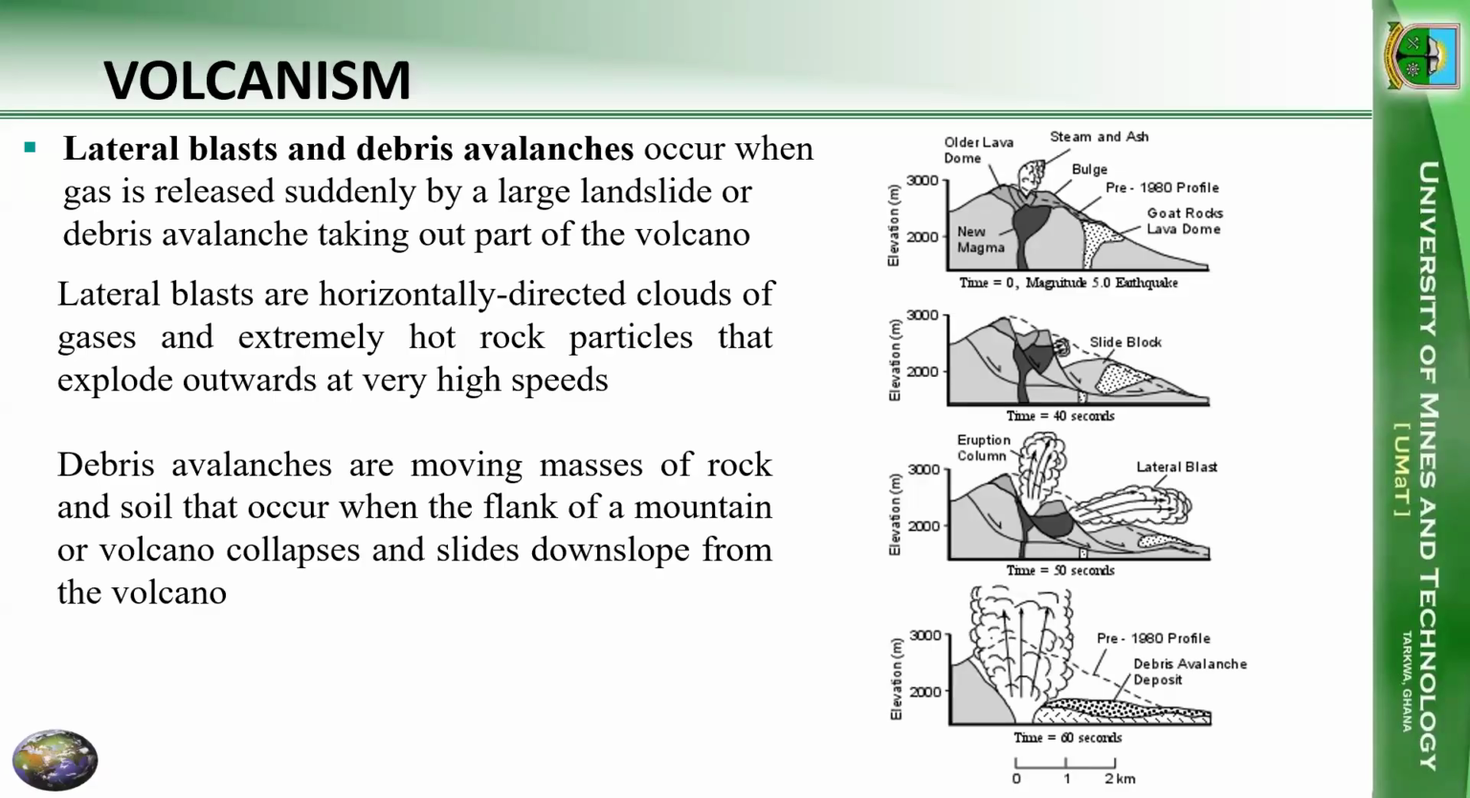Or at a volcano, when we have these debris avalanches, it means there's a collapse of the column, and this could be very dangerous, because it's going to slide downslope. So we call that a debris avalanche.